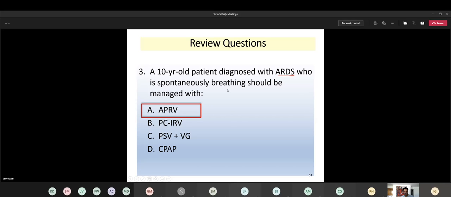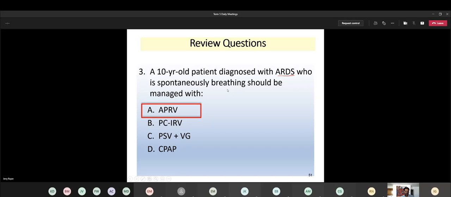So any mode like CPAP, he'd fail, because if you've got ARDS, your lungs are not that great, and in CPAP you're expected to do all of your breathing yourself and support your own ventilation. And then PSV plus VG, or pressure support ventilation with volume guarantee, again, he's too sick. C and D would be more along the lines of someone who's almost ready to be maybe extubated. With ARDS, you're nowhere near consideration for extubation.